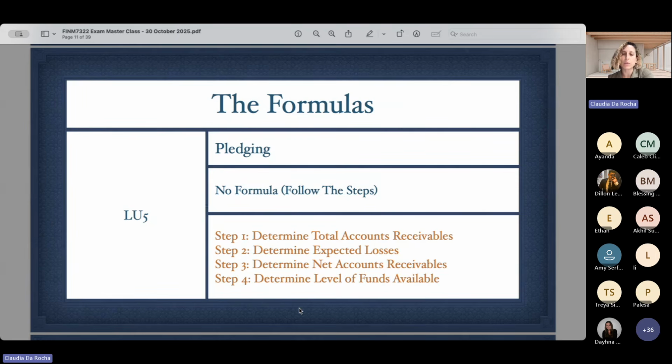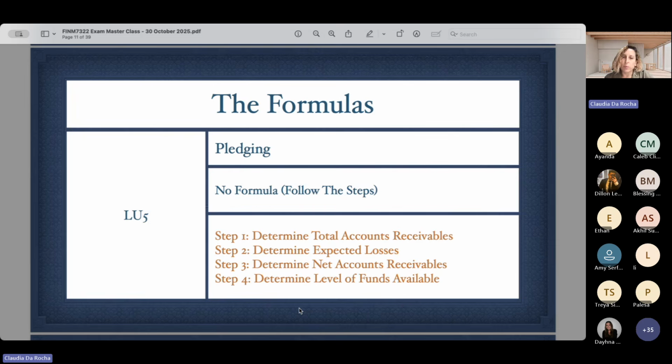An important step. Step 2, expected losses. With most debt, you do expect there to be bad debts. That's what expected losses is. And we need to take that into account because when we are getting financing from a bank, they will only give an amount equivalent to your accounts receivable that are good, in other words, the ones that you can collect. You determine your net accounts receivable as your total accounts receivable less expected loss.